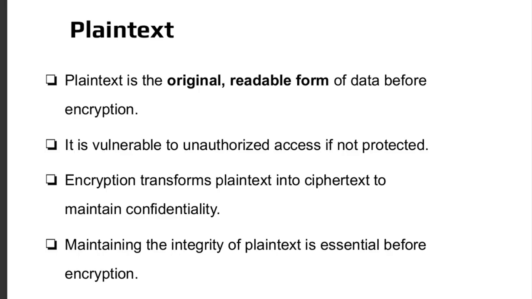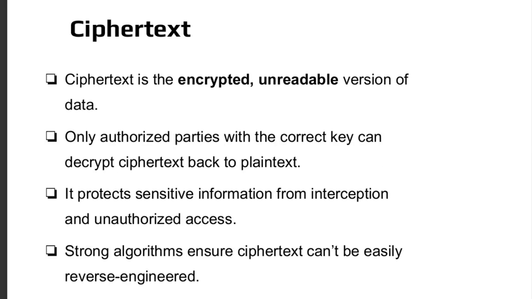If we send data in plain text form across our network, it is vulnerable to unauthorized access by third parties. So we use encryption to maintain confidentiality of our data and the integrity of the plain text, to ensure that our data is the same at destination as at source. Ciphertext is the encrypted version of data.